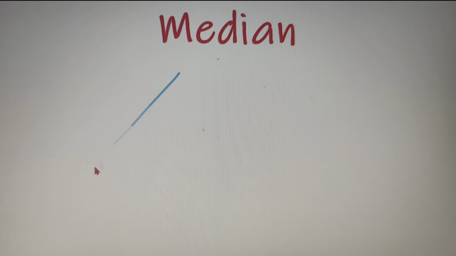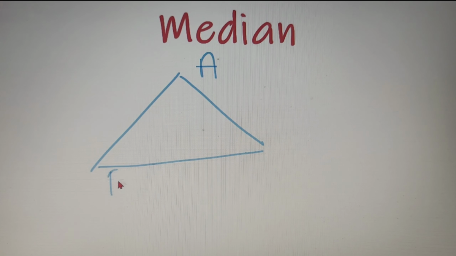Suppose we have a triangle and the vertices of the triangle are A, B and C respectively, then median of a triangle is nothing but the straight line that connects the opposite vertex to the base of the triangle, and it also divides it into two equal halves. So I am repeating myself once again, median is nothing but the straight line that connects a vertex to its opposite side, and it also divides it into two equal halves.